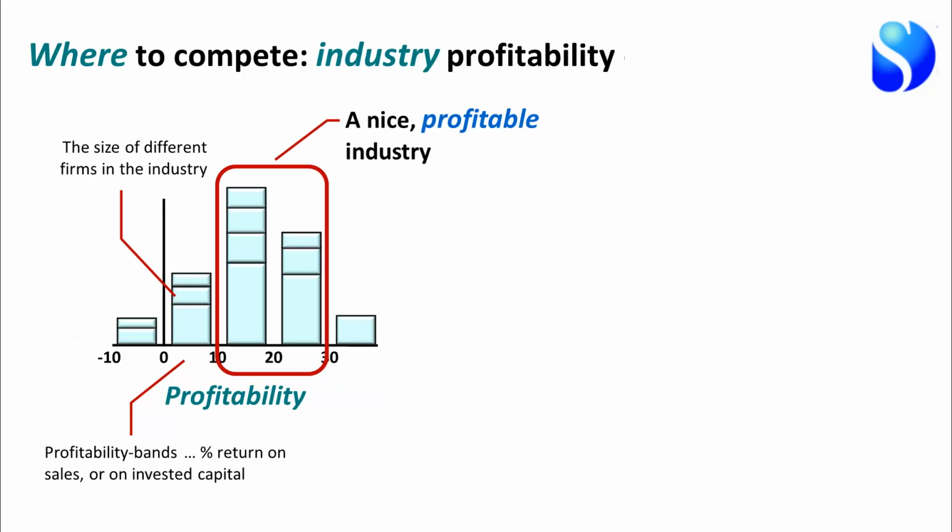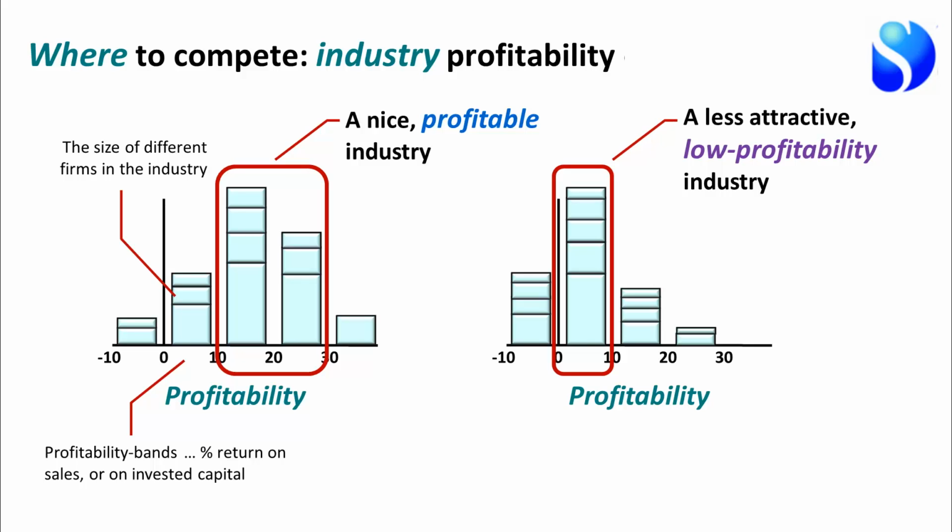So this is a nice profitable industry where most of the industry activity is making between 10 and 30% return on invested capital. Now that contrasts with this rather less attractive low profitability industry where most of the activity is in the 0 to 10% return band, and quite a lot of companies are making losses and almost nobody is making really high returns. It turns out there's been lots of research on this, and different industries characteristically fit into a spectrum between these two extremes.